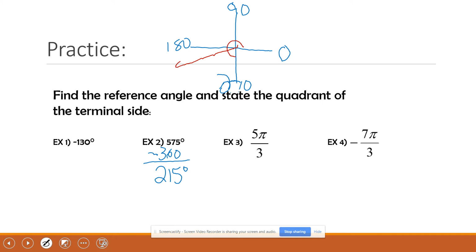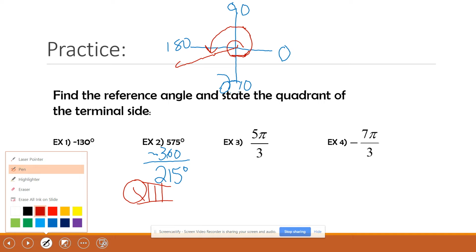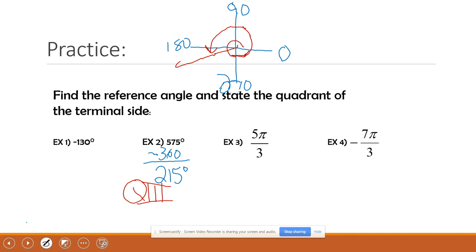So we want a full circle around, and then another 215 degrees. We are in quadrant 3 again for our terminal side. Our reference angle, again, our nearest x-axis is 180. So we're looking for this reference angle tucked right up in there. Your reference angle is always going to be tucked into the origin. Always, always, always.